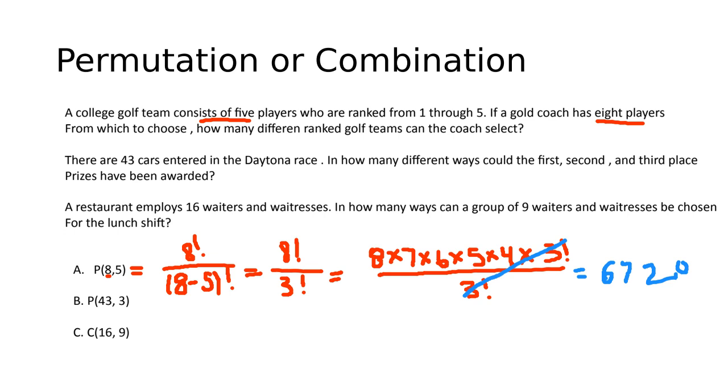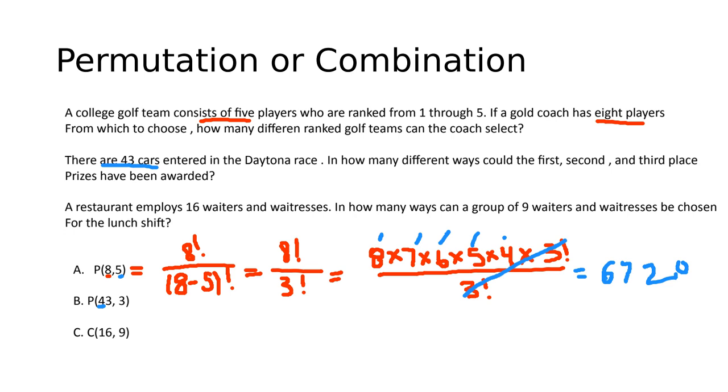Again, if you wanted to use a shortcut, since you have a 5, you could just do 5 numbers here. 1, 2, 3, 4, 5. Okay, the next one, there's 43 cars, so that's your N. And they're talking about first, second, and third, so you have 3 that you're going to choose from.